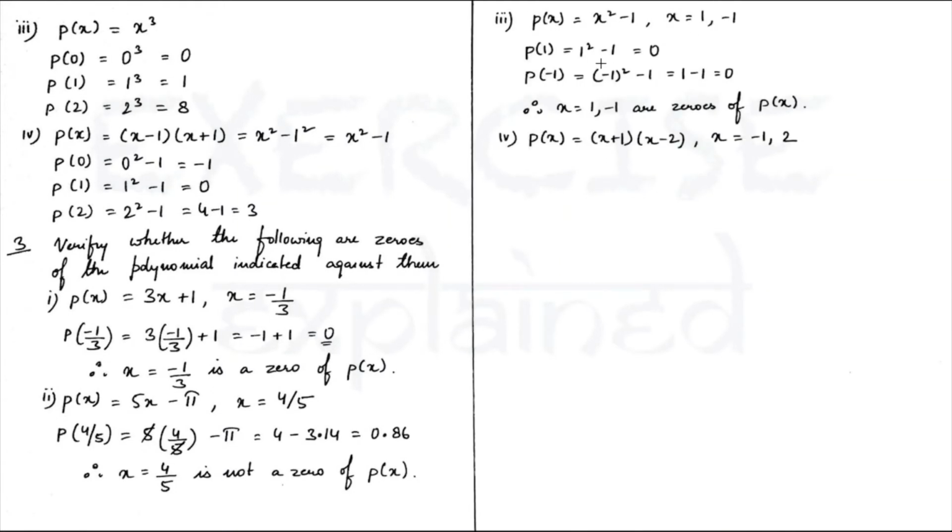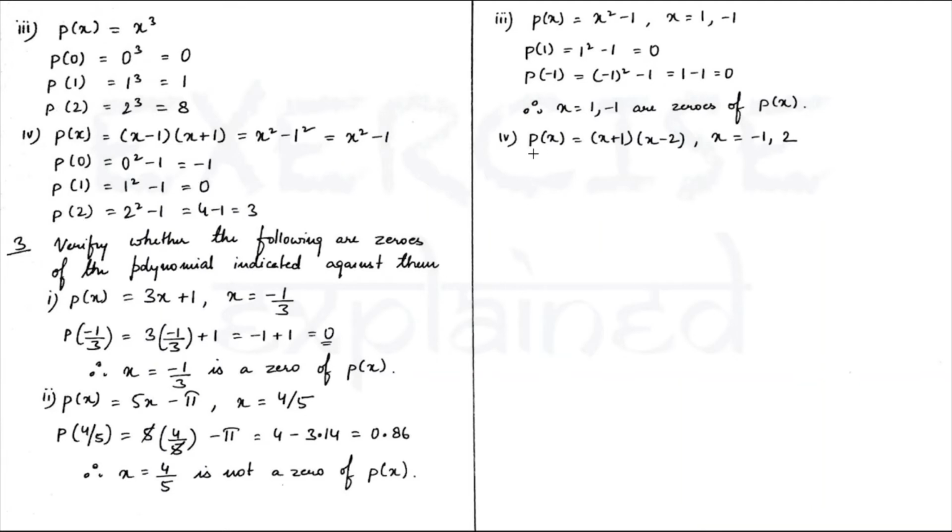So coming to this one, we have p of 1 is equal to 1 square minus 1. So that's going to be 0, and p of minus 1 is going to be minus 1 square minus 1. Now minus 1 square is 1 itself, minus 1. So we get 1 minus 1, that is equal to 0. So both are zeros of the polynomial p of x.